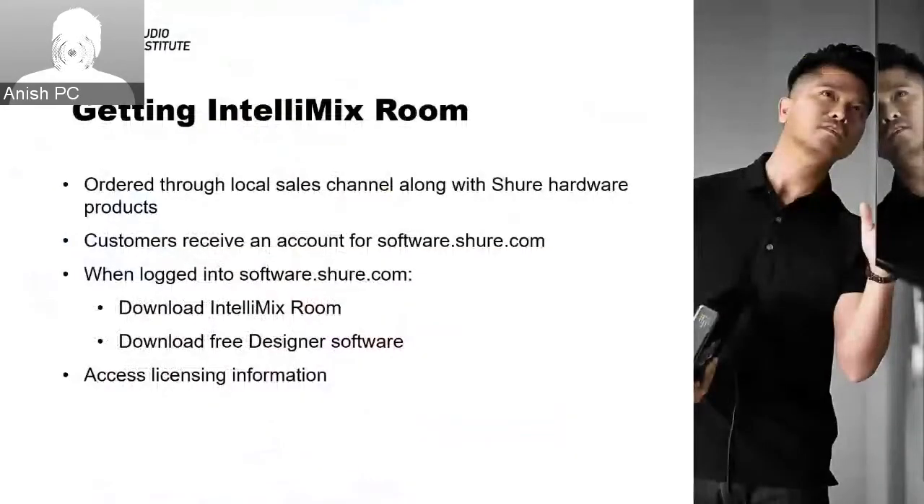So how to get IntelliMix room? Customers can order IntelliMix room through their local sales channels alongside other Shure hardware products. Customers can set up an account at software.shure.com, and once they log in, they can download the IMX room and Designer software from their user account. Please note that Designer is free software, and it is required to activate and configure the IntelliMix room. Users can also access licensing information such as inventory, license ID, or end user license agreement from their user account.